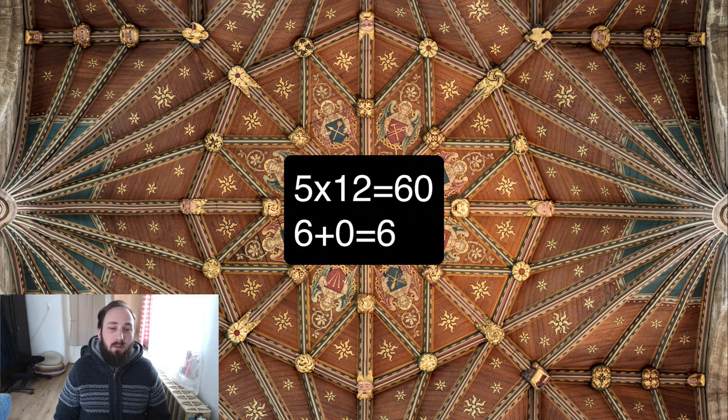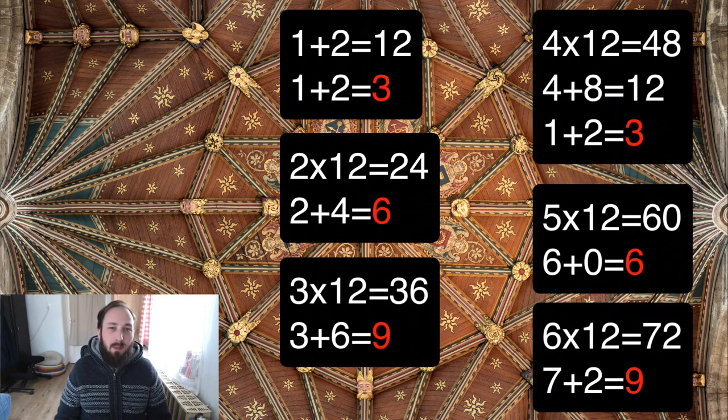5 times 12 equals 60. 6 plus 0 equals 6. 6 times 12 equals 72. And 7 plus 2 equals 9. You can see the pattern here. 3, 6 and 9. And again 3, 6 and 9, and it just goes on to infinity. So there's a pattern in numbers as well, it seems. And it really looks like to me that 3, 6, 9 and 12 as well have quite a significance.